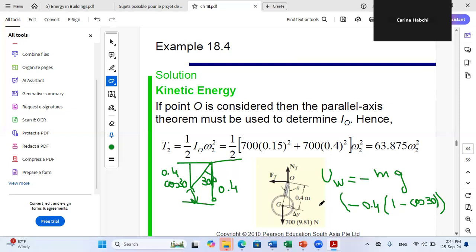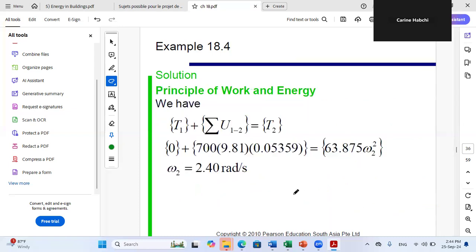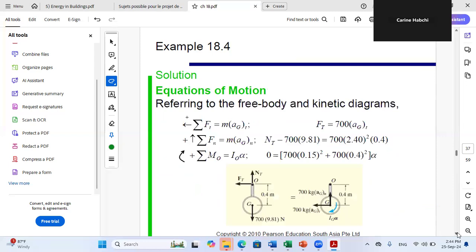Once I calculate the work of the weight, friction and normal will not have any work because they are applied at a fixed point. I apply the principle of work and energy to get omega at state 2. Now, this angular velocity at state 2 will help me in my future analysis because I now need to apply kinetics. So I need to write the 3 equations of motion. Sum of tangential forces equals m a_G tangential, sum of normal forces equals m a_G normal, and finally sum of moments about O equals I_O alpha. And exactly as we did together, from the last equation we deduce that alpha is 0. Because alpha is 0, no tangential acceleration, so Ft is 0.